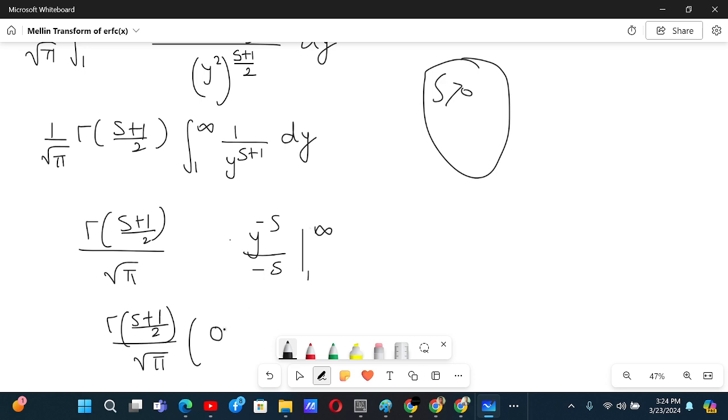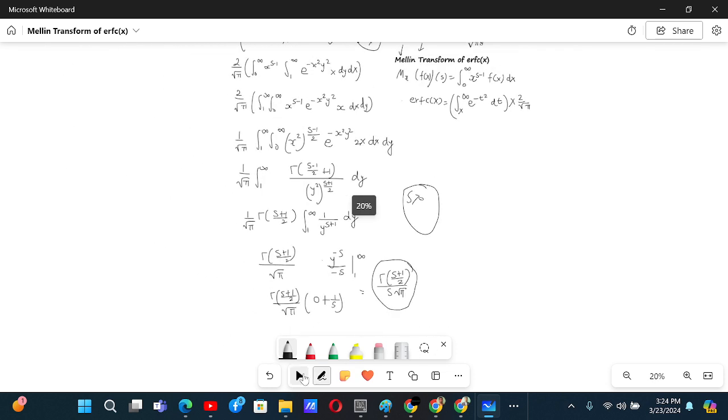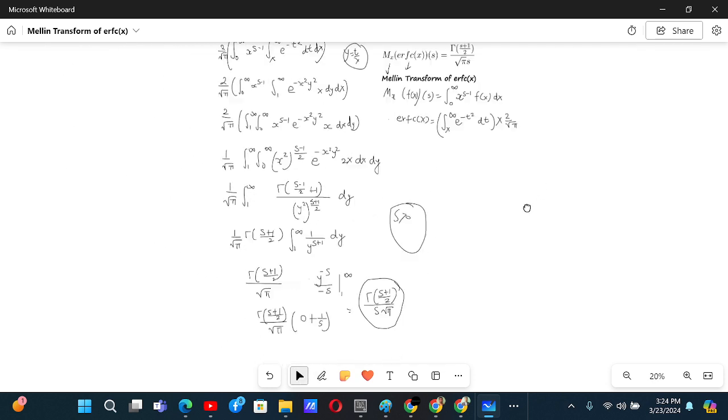at infinity, this is 0, and minus minus plus, y equals to 1. So 1 by s, and so the answer will be gamma of s plus 1 by 2 by s root pi. This is the answer. Whew. Yeah, that's the answer.